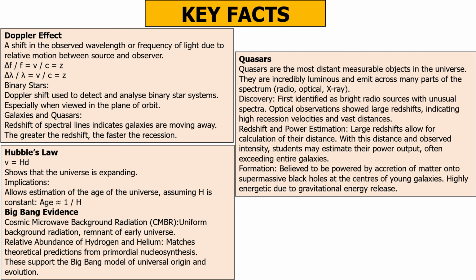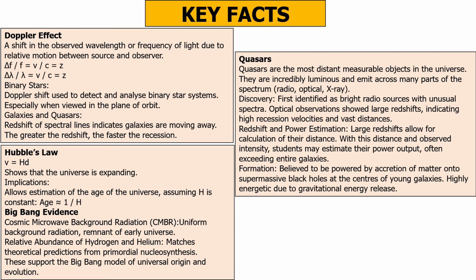Now, the evidence for the Big Bang is the cosmic microwave background radiation, CMBR, with the uniform background radiation, which is a remnant of the early universe, and the relative abundance of hydrogen and helium. This matches the theoretical predictions from the primordial nucleosynthesis at the start of the universe. These support the Big Bang model of universal origin and evolution.